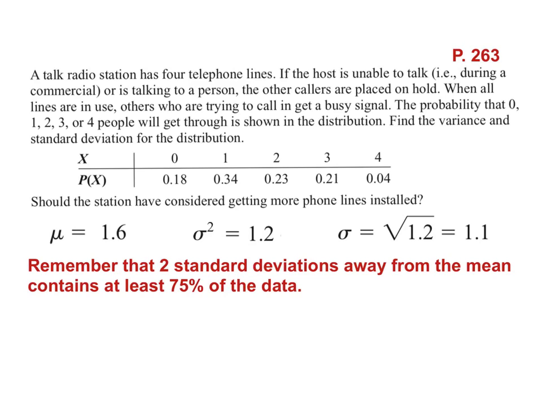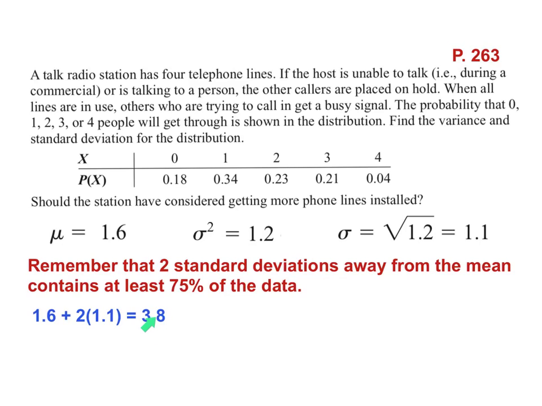So here's what we have to do. We have to take 2 standard deviations above the mean. So what is 2 standard deviations, first of all? 2.2. So what is 2.2 above 1.6? 3.8. Okay, so here's what this is saying. That number is under 4, and they have 4 lines. So what this data supports is that at least 75% of the people can get in with under 4 lines. Obviously there's no such thing as 3.8 phone lines, but this number is under 4.